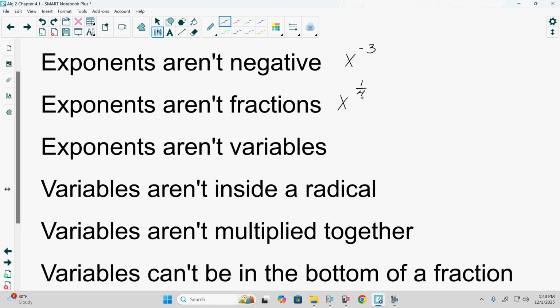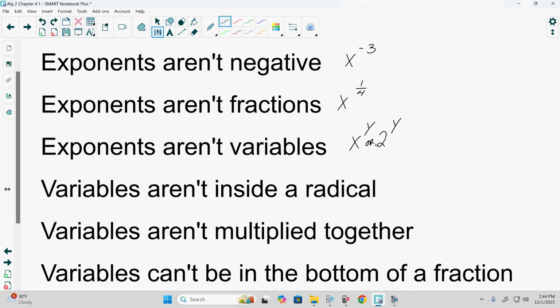So we can't have x to the -3. We can have 2 to the -3. We cannot have x to the -3. Our third one, exponents aren't variables. I cannot have x to the y or 2 to the y or 2 to the x. We cannot have a variable in an exponent.